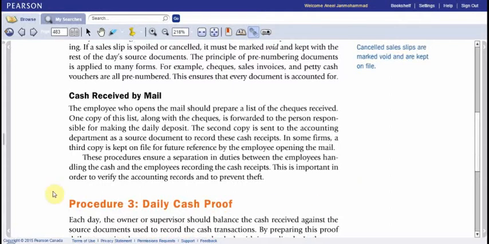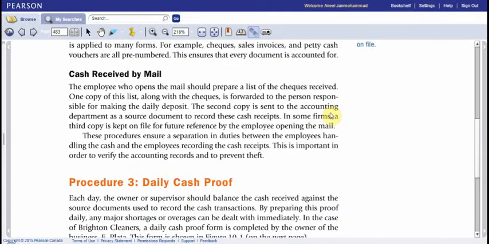Cash received by mail. So again, you're separating the duties here. One employee will prepare a list of all the checks received. You don't actually receive bills or coins in mail. That rarely happens. Okay? So one copy of this list that the person created along with the checks is given to the person responsible for making the deposit. And the second copy is sent to the accounting department, who's going to put it into the books.